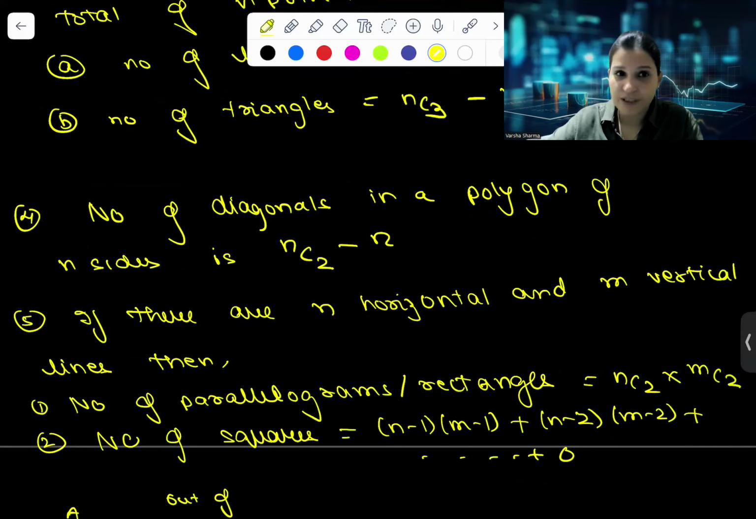So I think that's the end of combination. What we have left is a mixture of permutations and combinations and some varieties, which we are going to do in our next session.